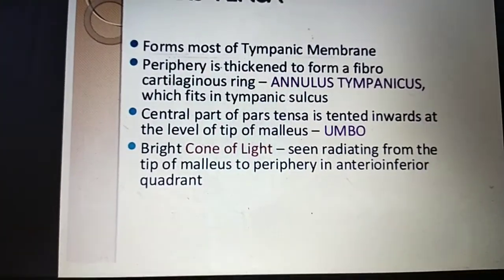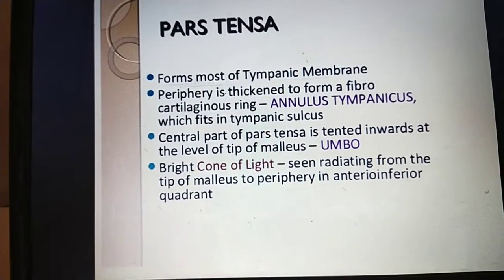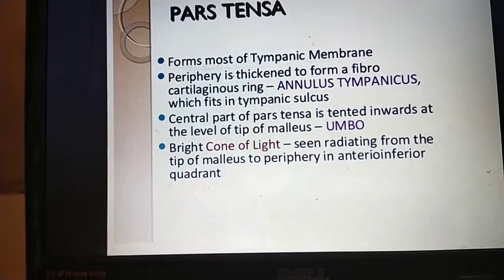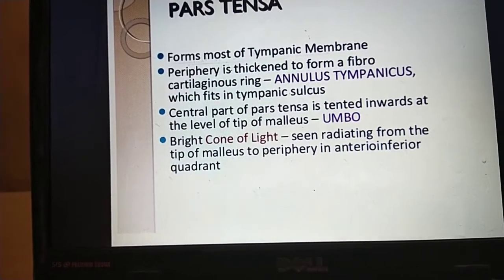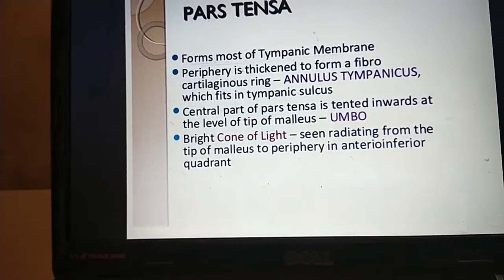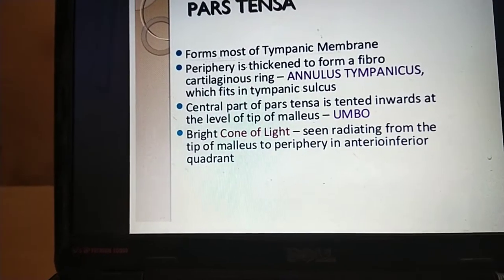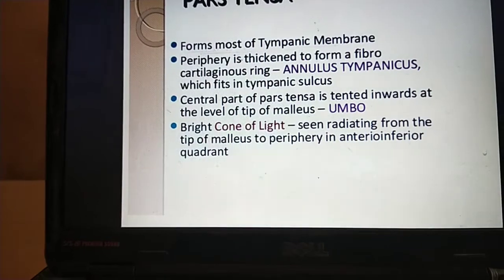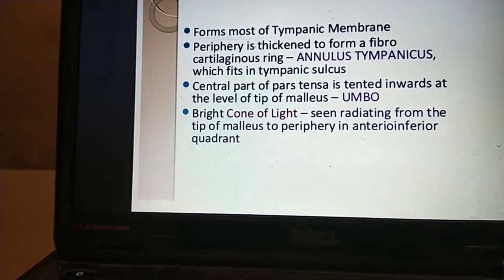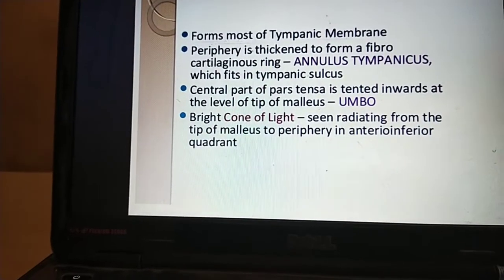Now you can go for the pars tensa. It forms most of the tympanic membrane. Peripherally it is thickened to form a fibrocartilaginous ring. That thickened part is called the annulus tympanicus, and it fits in the tympanic sulcus. I already said the tympanic sulcus is a groove on the tympanic ring where the tympanic membrane is attached.